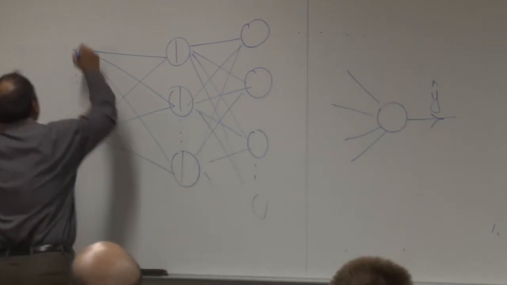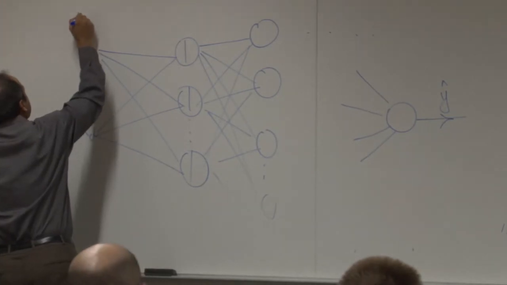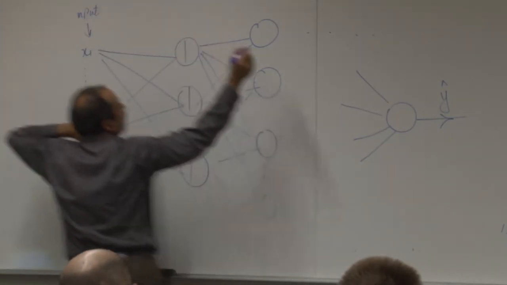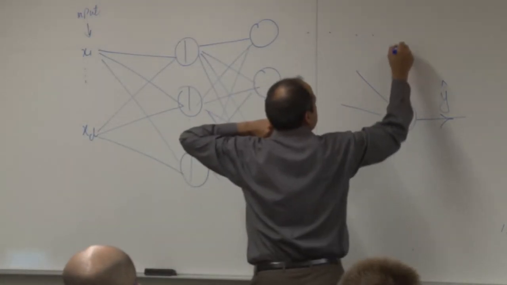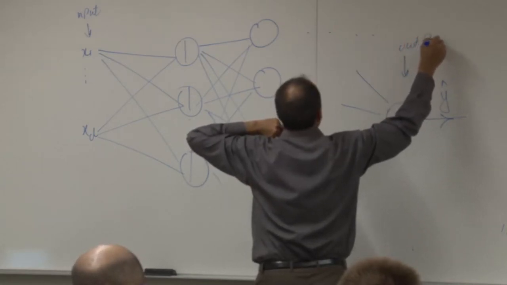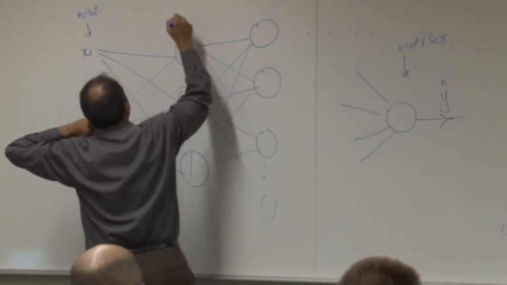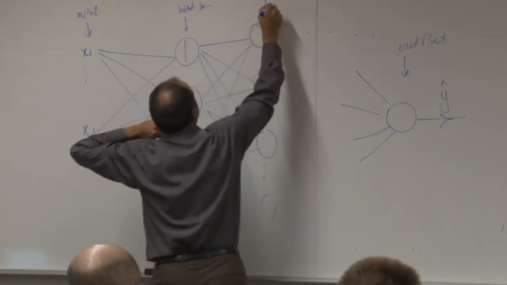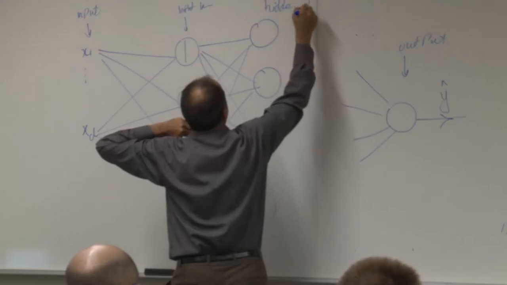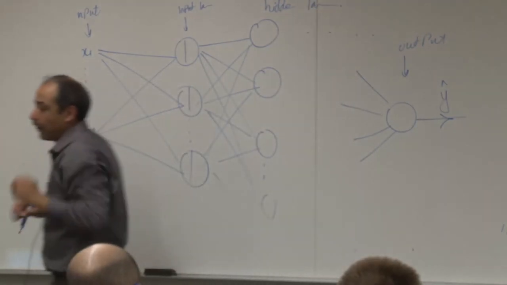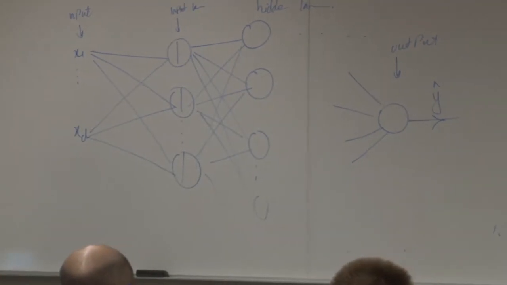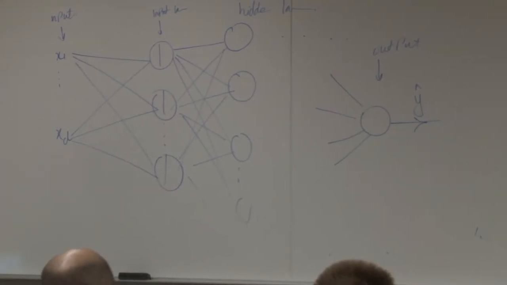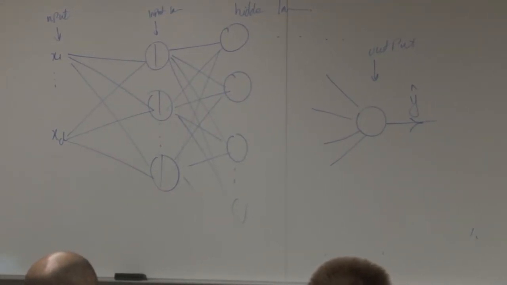This is called input. This is called output. This is input layer. And these are hidden layers. Okay? So people will start to put these different layers of perceptrons together.